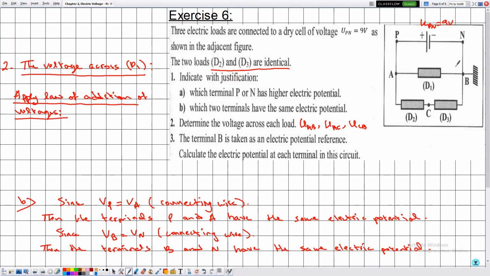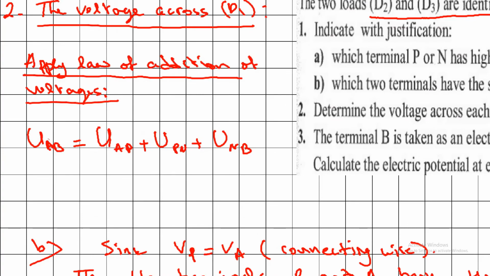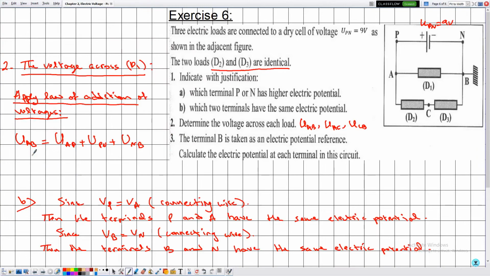So in this case, we are interested in determining UAB, so let's place it on the left. And on the other side of this equation, we'll go from A to B across different electric components such that we know their voltages. So we'll go from A to P, P to N, and N back to B. Notice that I have started by A and ended with B on both sides, and each letter I have inserted it twice. So UAP is equal to 0 because across A and P we have a connecting wire. Let me justify here that UAP is equal to 0, and the reason is given by the connecting wire.